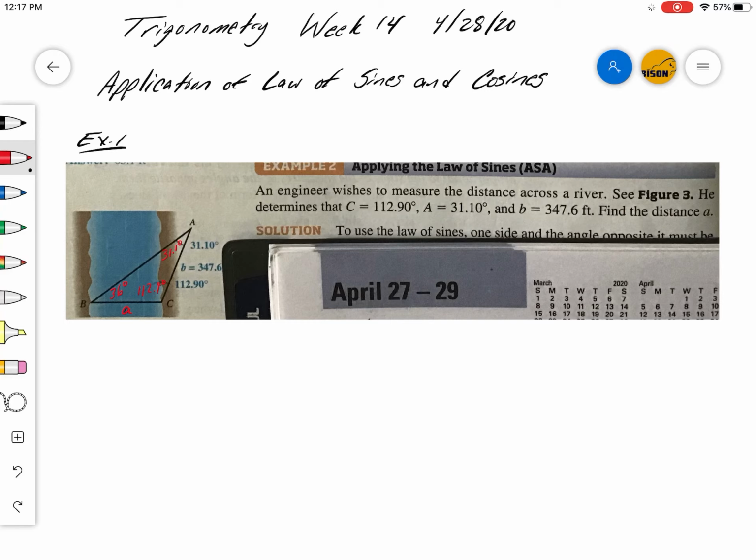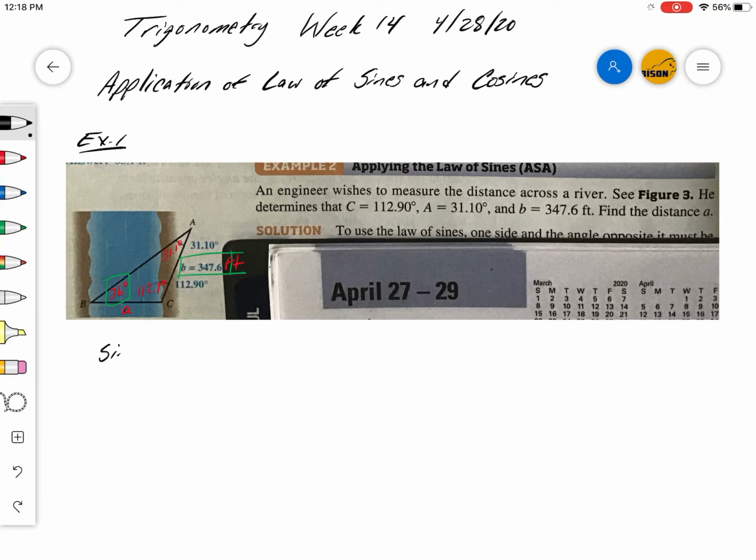Now what you notice is I have a control, because I have 36 degrees, which is an angle inside the triangle, and I have 347.6, that's actually supposed to say feet after it. Looks like I cut it off. Okay, so I have that control, so I can automatically know that I can use the law of sines. If I can't come up with a control like that, I've got to use the law of cosines. So I'm going to set it up using that.